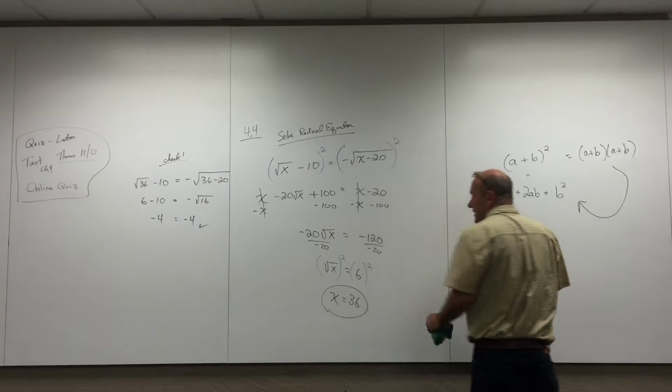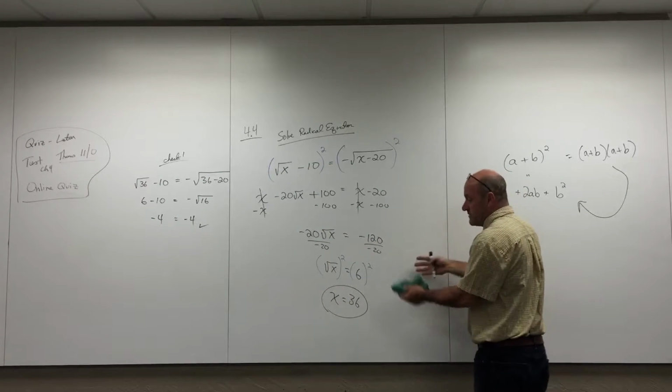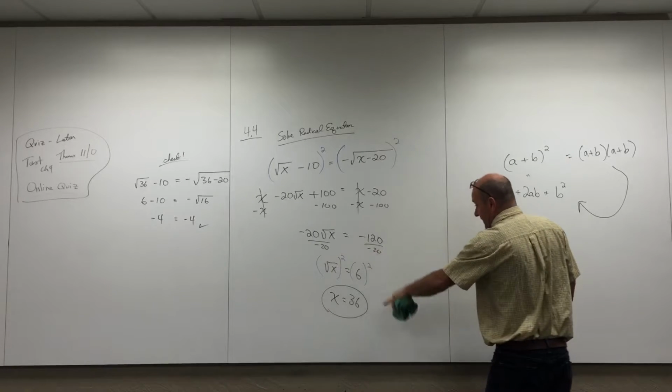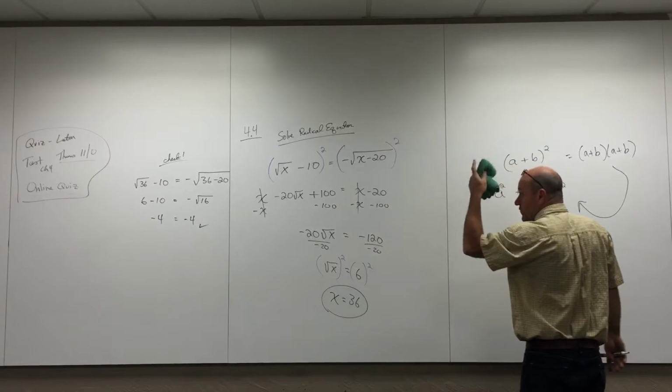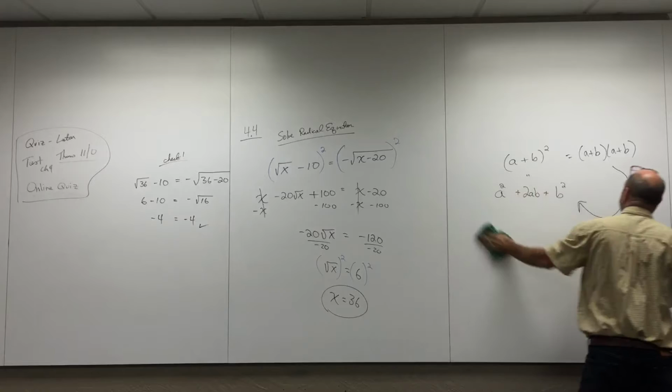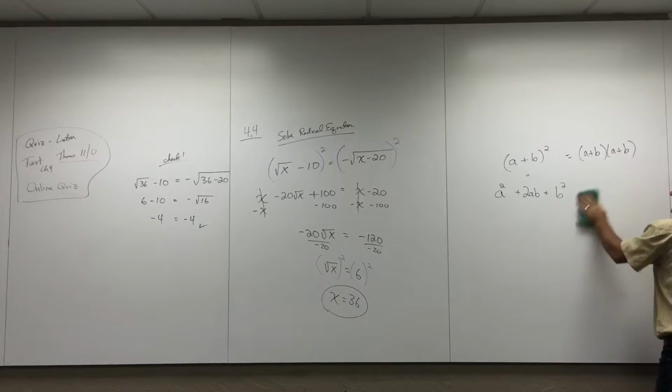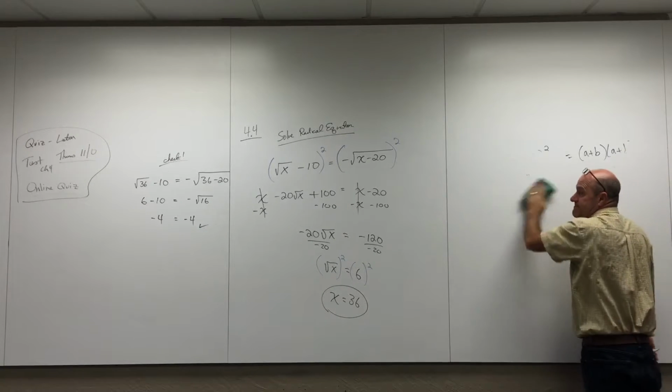You know, sometimes you get quadratics. I mean, sometimes at the end, this was easy here right at the end. But I did have this square both sides issue. Any questions? You guys all right?